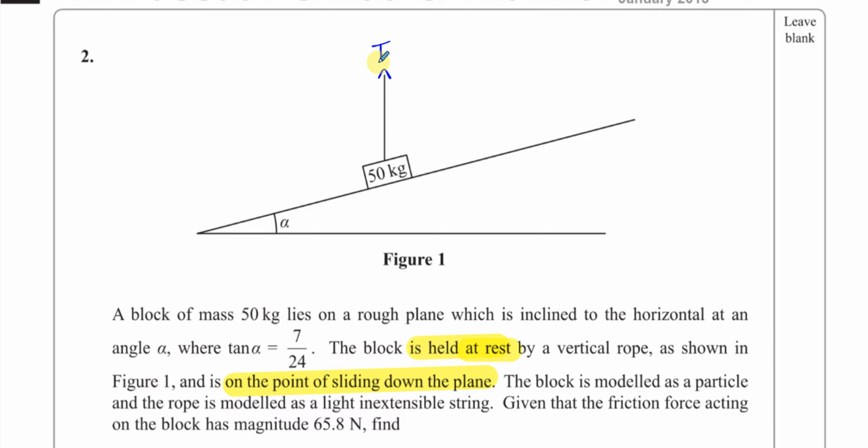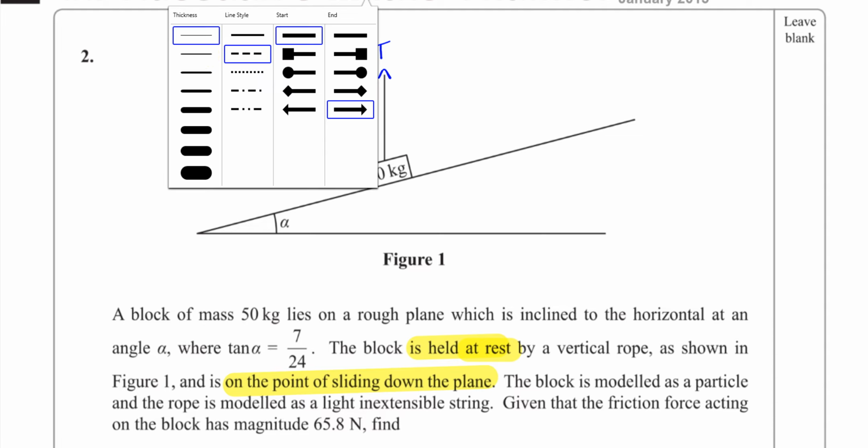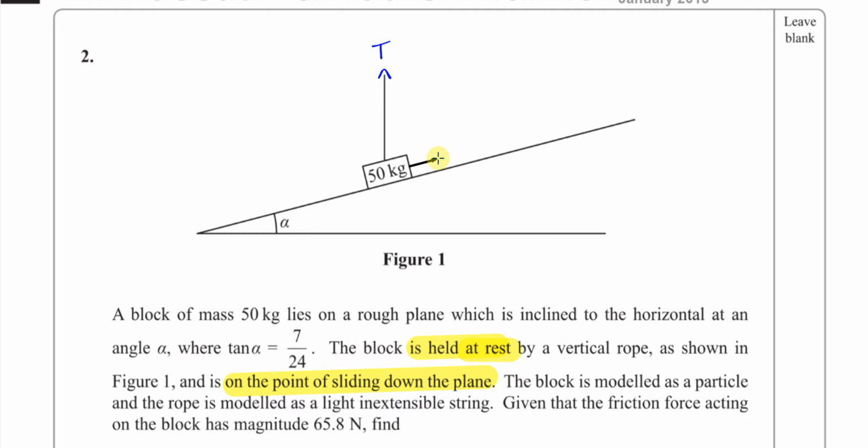Now, the block is modeled as a particle and the rope is modeled as a light and inextensible string. Given that the frictional force acting on the block has a magnitude of 65.8 newtons, find the tension in the string. So they've told us about a tension and a frictional force acting. The frictional force is going to be acting up the plane because this thing is about to slide down the plane, and what's stopping it is the friction and also this string. So the friction is acting up the plane.